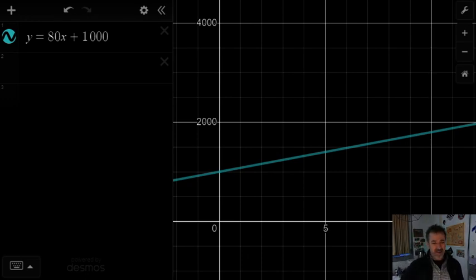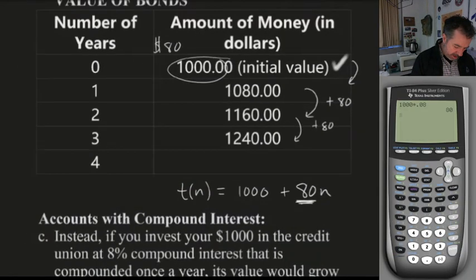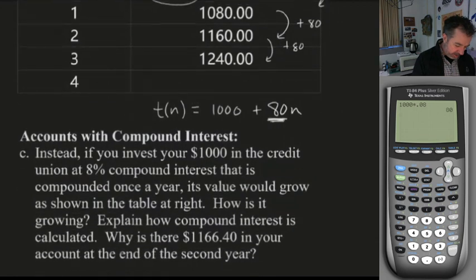So that's one way that we could earn money. Simple interest, 8%. We calculate how much 8% of the initial deposit is, and then we just add that year after year. So another option. This other option is accounts with compound interest.